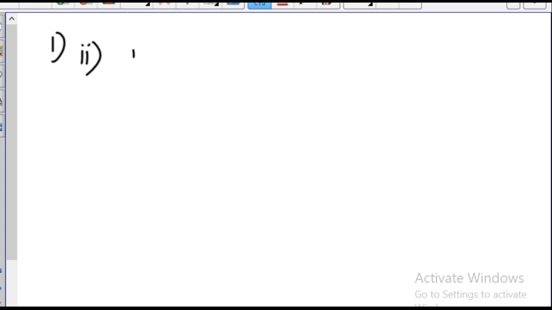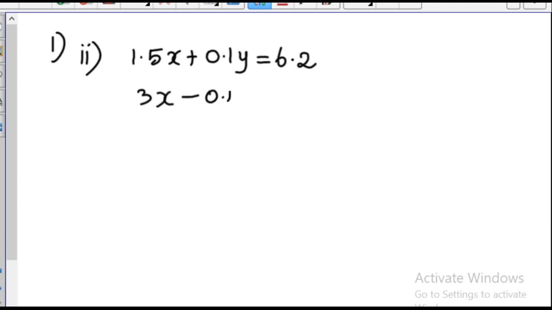The question is 1.5x plus 0.1y is equal to 6.2. Then the second equation, 3x minus 0.4y is equal to 11.2.